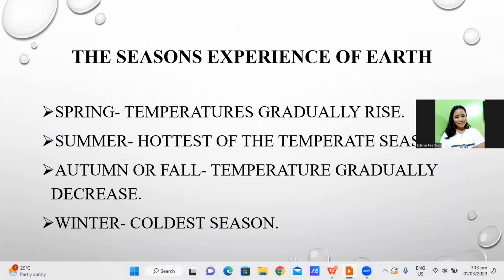So, we proceed now to the seasons experienced on Earth. So, first season is the spring. In spring, the temperatures gradually rise. So, tumataas. Kapag naman summer, ito yung hottest season. Ito yung pinakamainit na season. In autumn or fall, the temperature gradually decreases. So, bumababa siya. Tapos, yung winter, it is the coldest season.